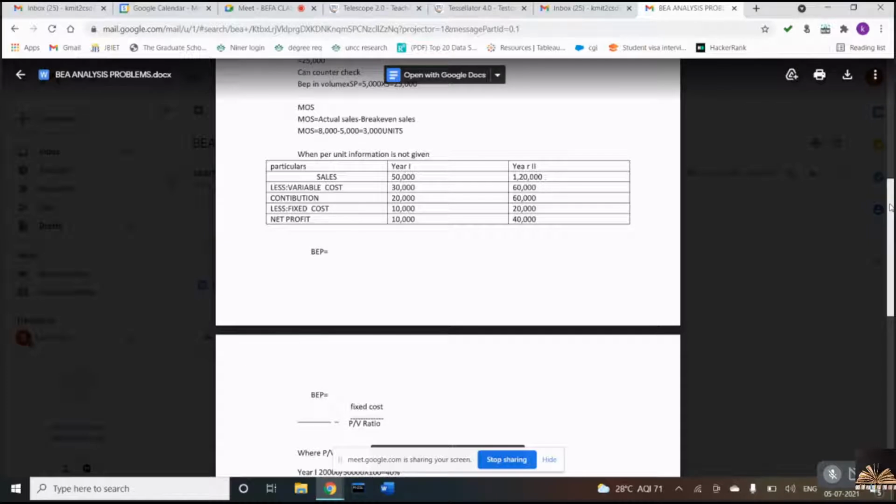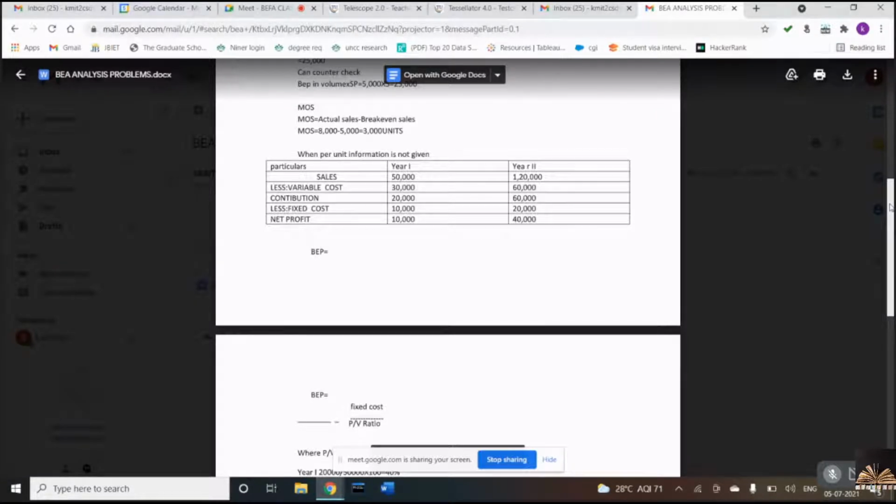Now write down the next one, margin of safety. What is the formula for margin of safety? MOS is equal to actual sales minus break-even sales. It's given wrong in the PPT. Just take down: actual sales minus break-even sales.